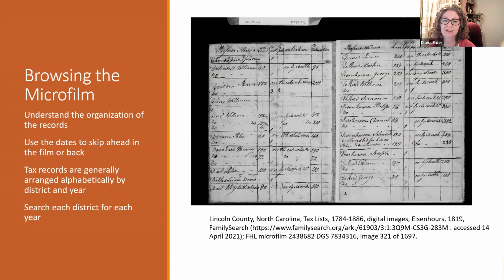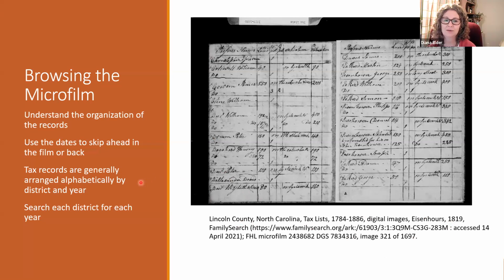So when I get into the actual records, I've got to understand the organization. And what I will often do is skip ahead 50 pages, 100 pages, or images just to see where I am in the film and what year we're on. And so in this case, I was trying to find 1819. And so I skipped until I got to image 321. And so you can begin to understand how everything is organized and get to your place fairly quickly once you understand how things are arranged.